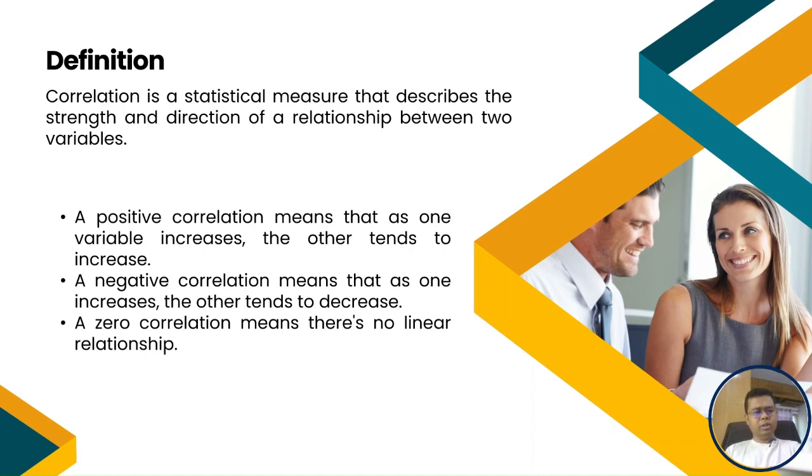Negative correlation is quite the opposite of the positive correlation. Negative correlation means that as one variable increases, the other variable decreases. So it's a reverse position, right? On the other hand, if the correlation coefficient's value is 0, I mean r is equal to 0, then there is no linear relationship between the variables.